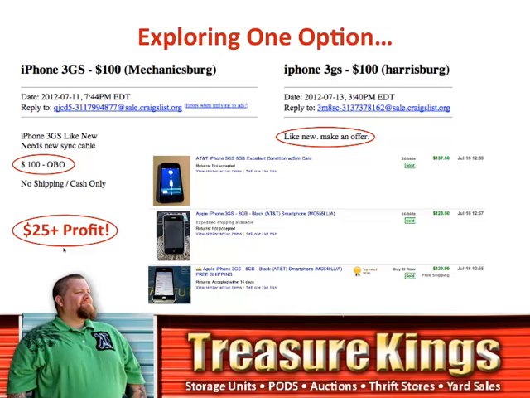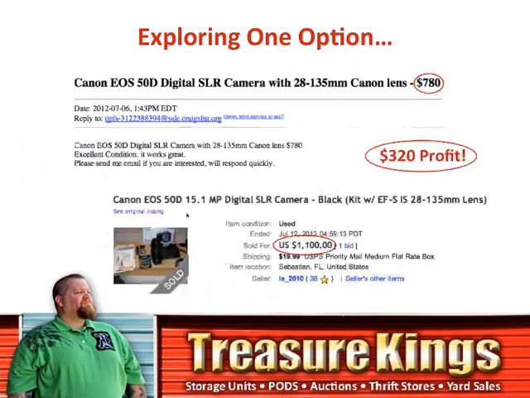Now, that's not going to pay your mortgage payment, but as you do this, we're just looking at iPhones right now, but as you keep doing this over and over again, you start to build up your profit income, which is what we're after.